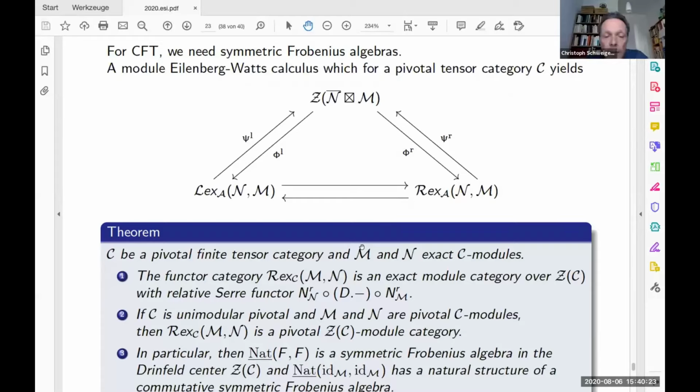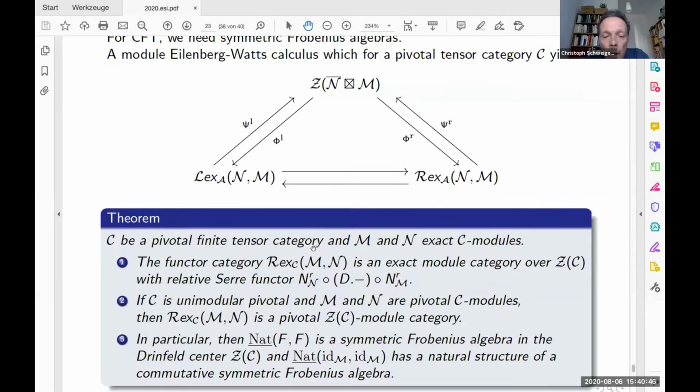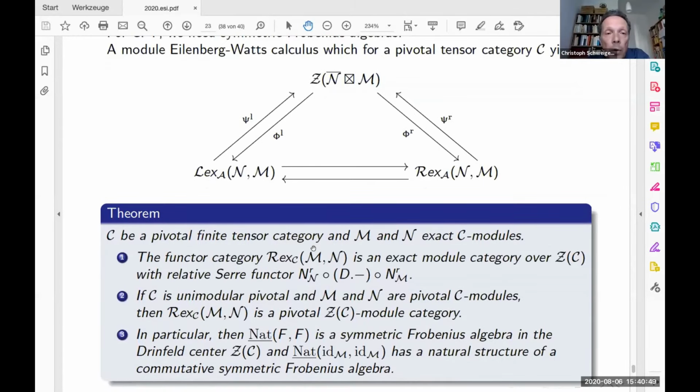Now, the second thing you can show is that if C is unimodular, which is true for modular tensor categories, and if M and N are not only exact but pivotal, so if they have trivial Serre functors, then also the category of right exact module functors is a pivotal module category over the Drinfeld center Z(C). And now we can invoke Shimizu's general theorem, which says that if we take inner ends in a pivotal module category, then these are not just algebras, but they have the additional structure of Frobenius algebras.